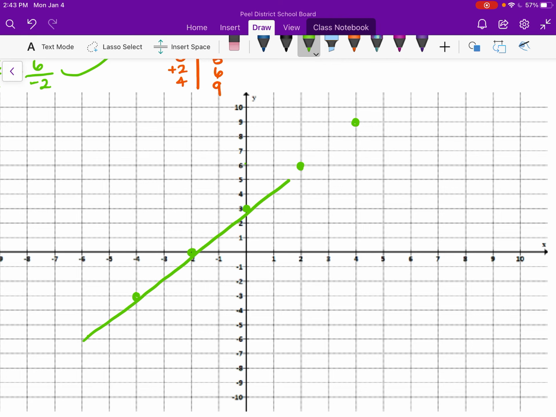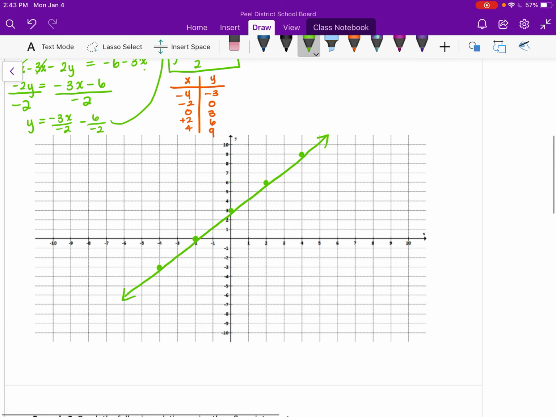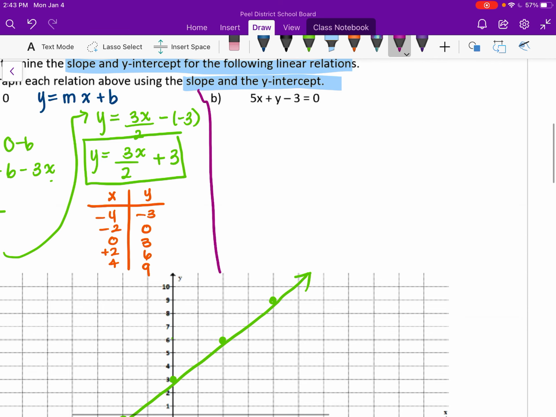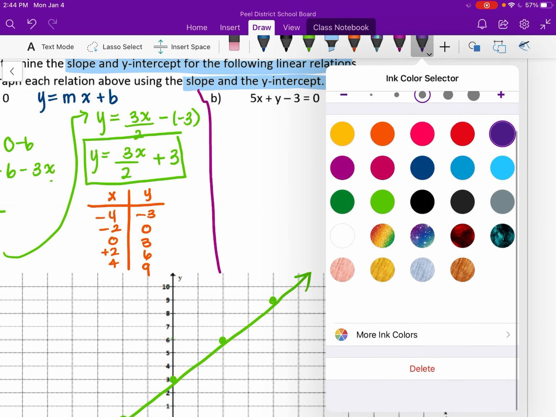So I'm just going to draw the line in here. Yours is going to be nicer because it's going to actually be done with a ruler, but nonetheless, you get the idea. So let's do B. I'm going to do B in this purple color over here.